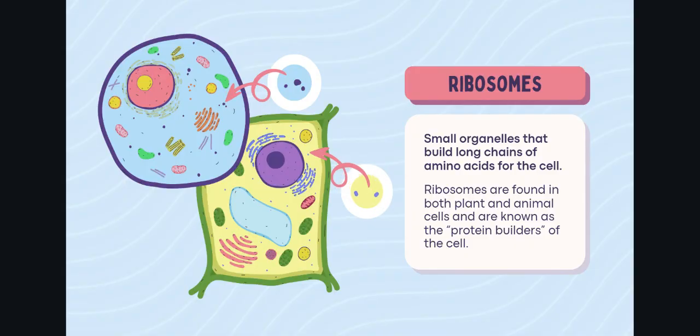So what are ribosomes? Ribosomes are small organelles that build long chains of amino acids, the building blocks of proteins for the cell. These ribosomes are attached to the endoplasmic reticulum or hover around in the cytoplasm, and they're made inside the nucleus. Ribosomes are found in both plant and animal cells, and they're known as the protein builders of the cell.